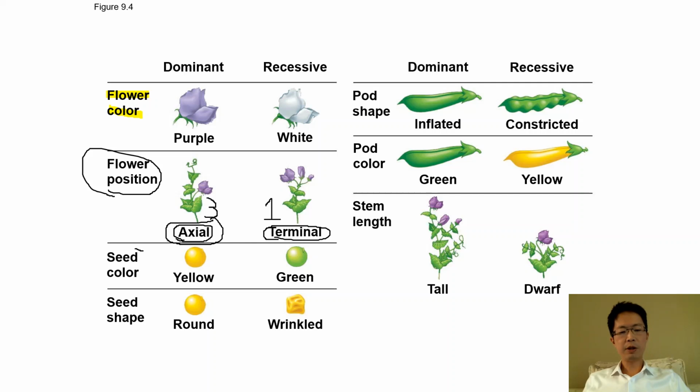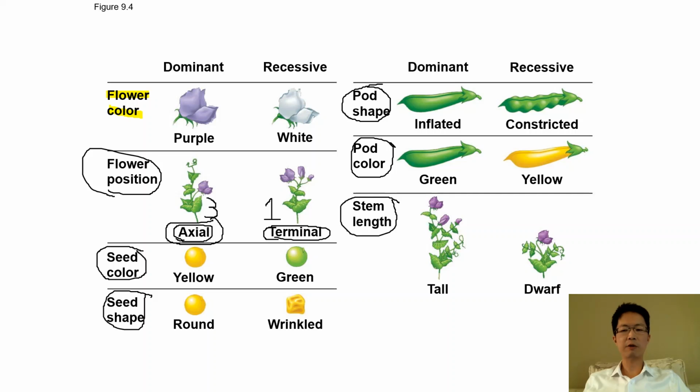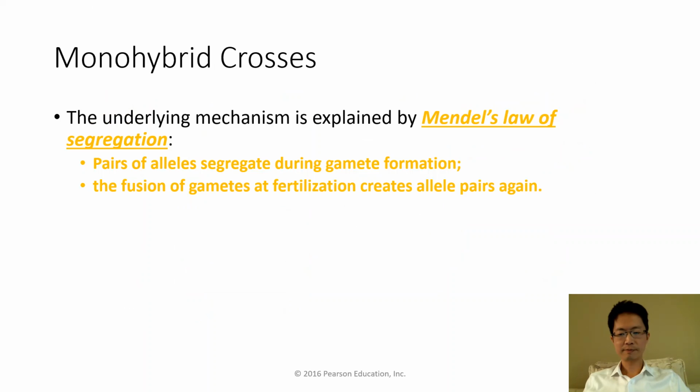And then he repeated the same experiment with the seed color, seed shape, pod shape, pod color, and stem length. And then he got the same 3-to-1 phenotypic ratio and 1-to-1 genotypic ratio, approximately. So he came up with Mendel's Law of Segregation.